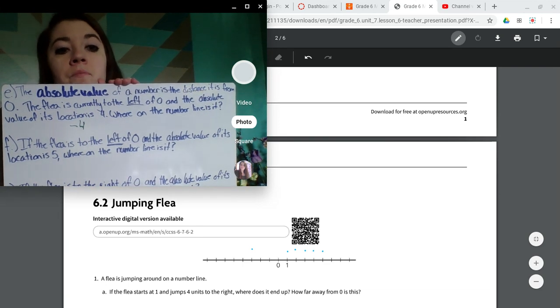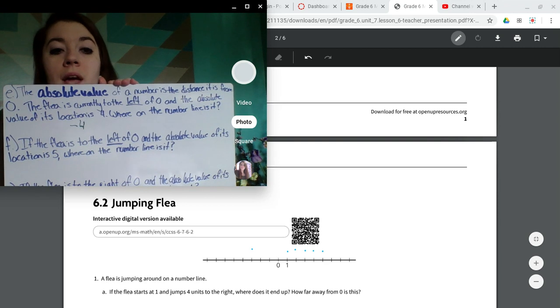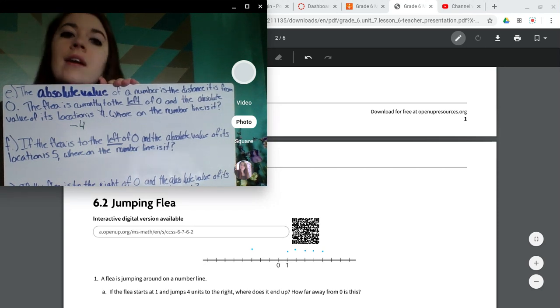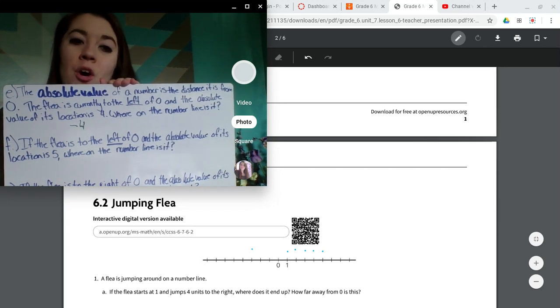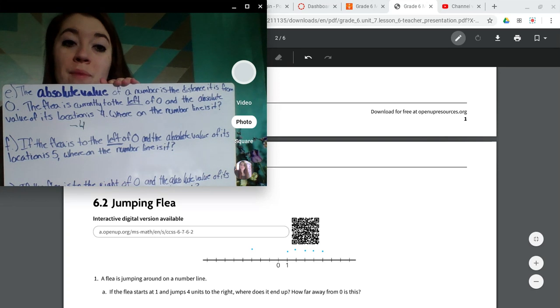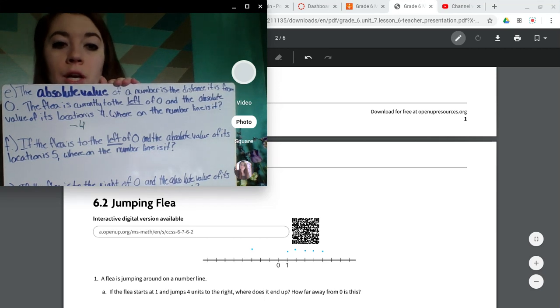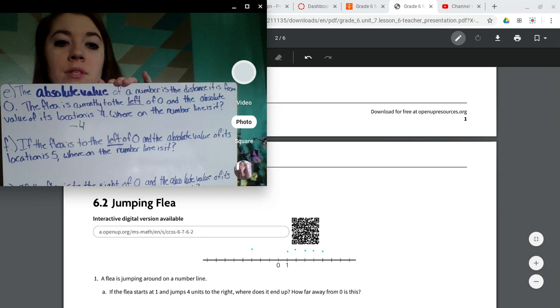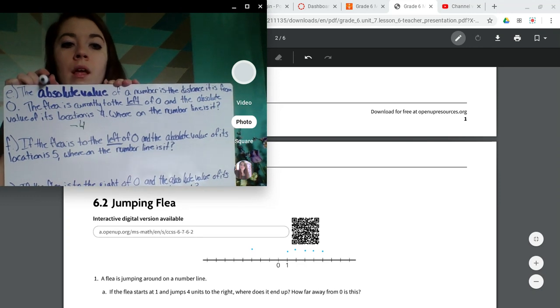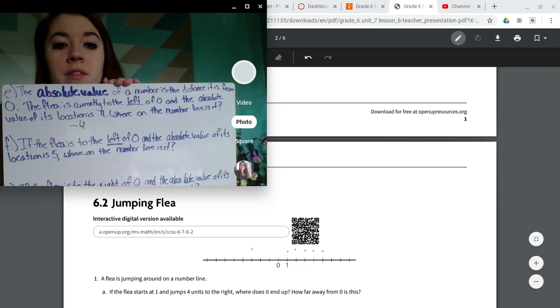So for F, if the flea is to the left of 0 and the absolute value of its location is 5, where on the number line is it? So as you're noticing, there's a lot of absolute value being said here. Absolute value is your key word for this lesson. So make note of that. You will need to submit that on Canvas. You'll see a place to do so. You will get credit for it. So once again, absolute value is your key word for this lesson.